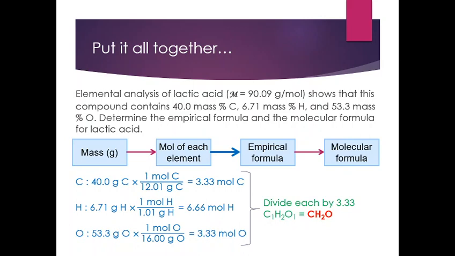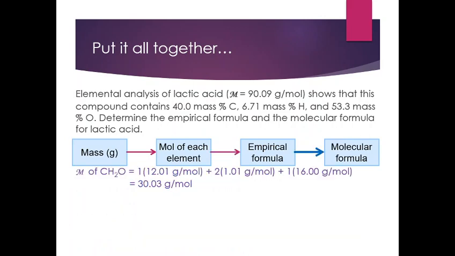And so the next thing here is the only thing you can really do at this point with that value: figure out what the mass of that empirical formula is. And you know the masses because I gave them to you. So 1 carbon plus 2 hydrogens plus 1 oxygen will give you 30.03 grams per mole.